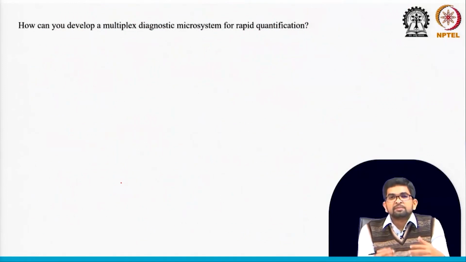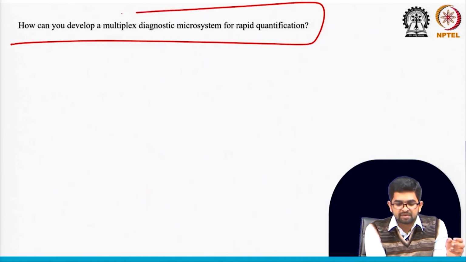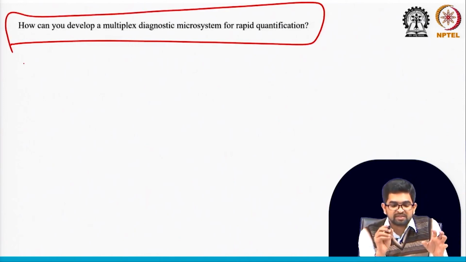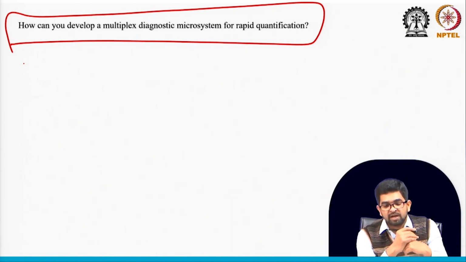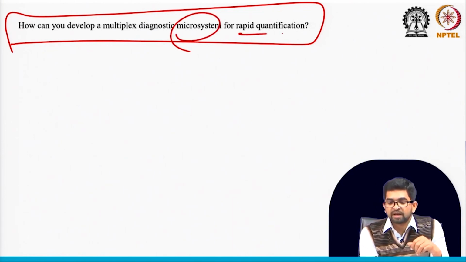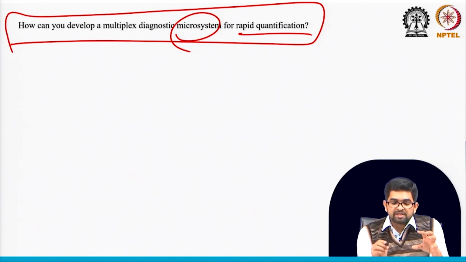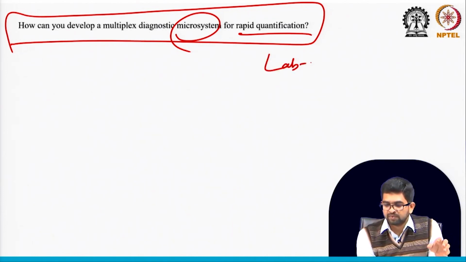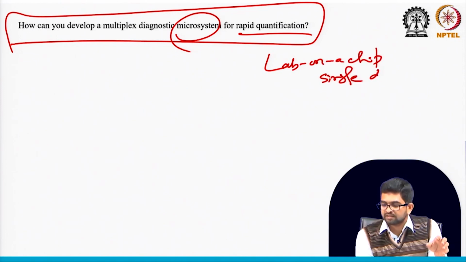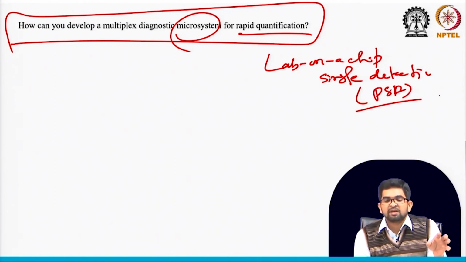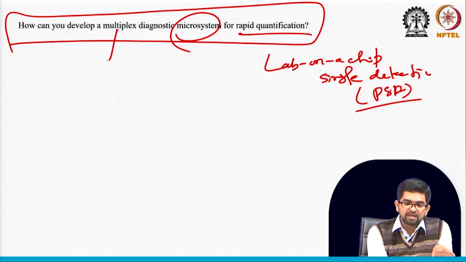Now, don't think this is a problem; this is a small project I am teaching you. How can you develop a multiplex diagnostic microsystem for rapid quantification? It means that in the last slide we developed a lab on a chip for single detection, just like PSA, but we can go for multiple analytes.